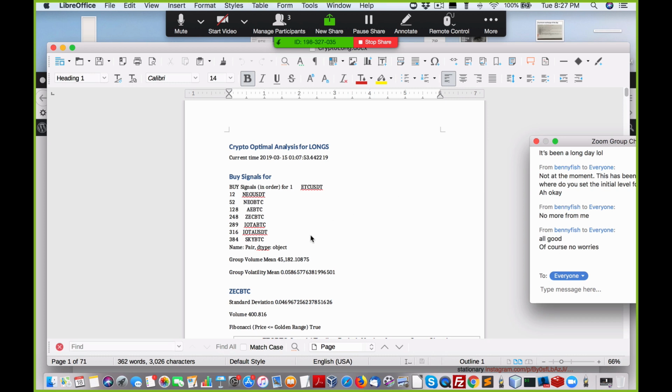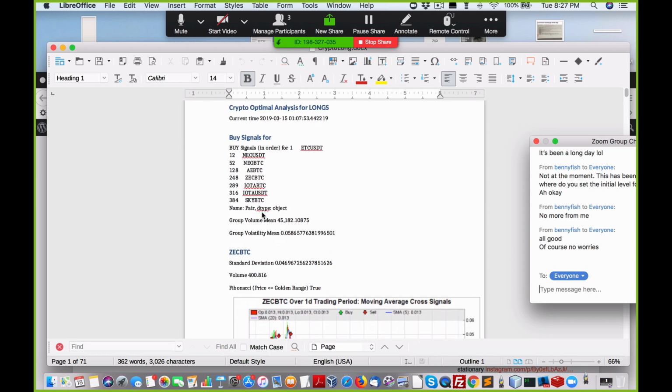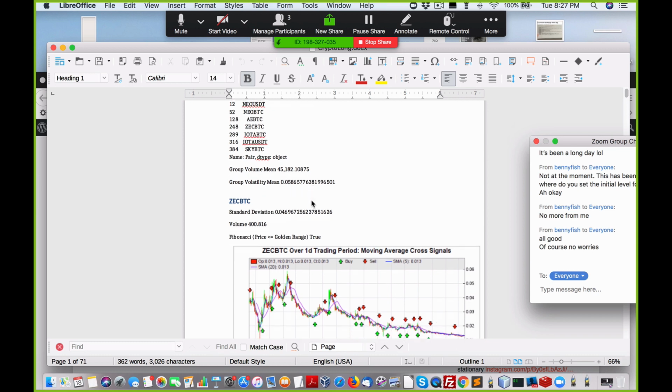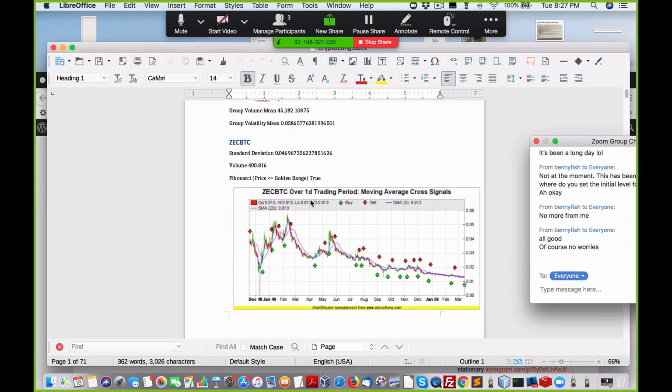In this case, being from Binance, but the ones for the new service are only from Kraken. But the format is the same. So in this case, we have these pairs that say these are signals worth looking into. So basically, I give a group volume mean and the group volatility mean. And these are for all the closing prices of all the charts that you see.